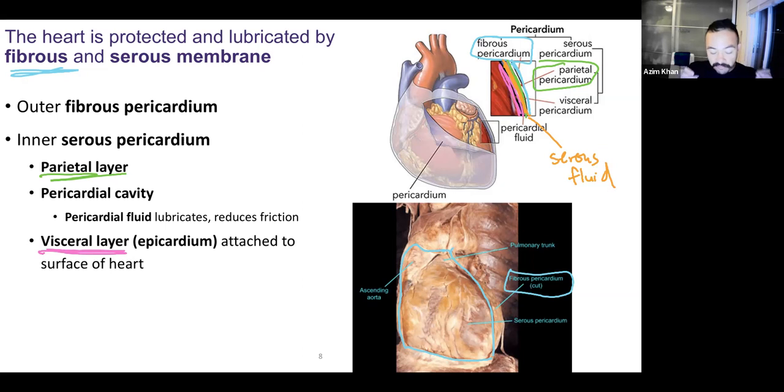So the fibrous pericardium is the tougher protection. The serous pericardium is to provide that lubrication. You have the pericardial serous fluid to lubricate and reduce friction.